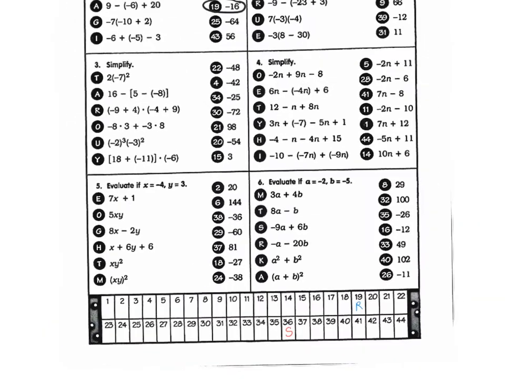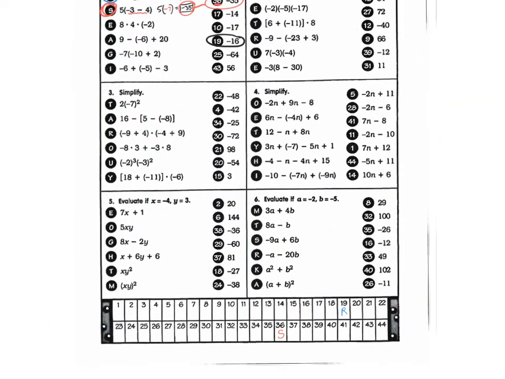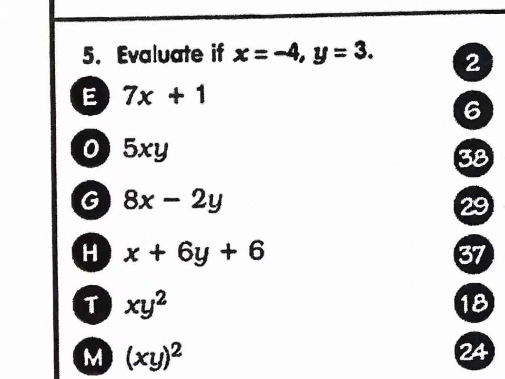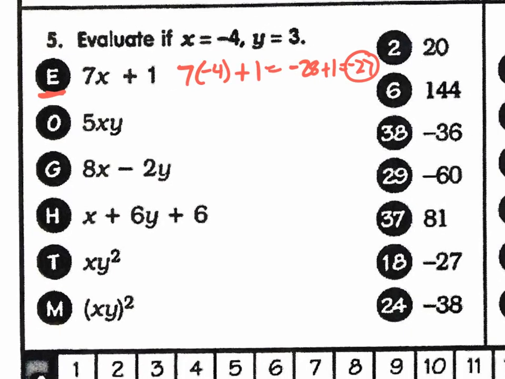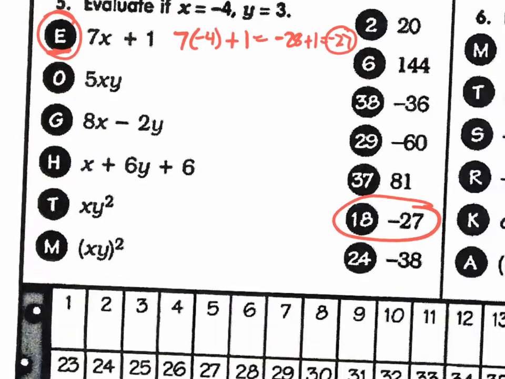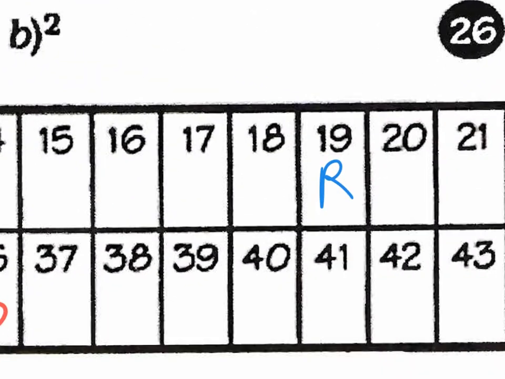And of course, each of these boxes is a different set of problems. So let's say we're working on evaluating. Right here, you're going to plug in a -4 for X and a 3 for Y. So on letter E right here, we're going to plug in 7 times that -4 plus 1. 7 times -4 is -28. -28 plus 1 is -27. So as you look at your answers right here on the side, the -27 is on the 18. So go to 18 and put the E on there.